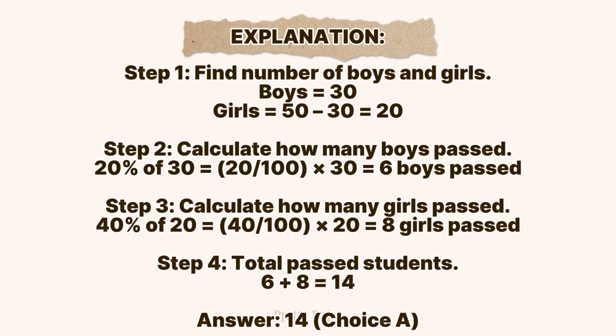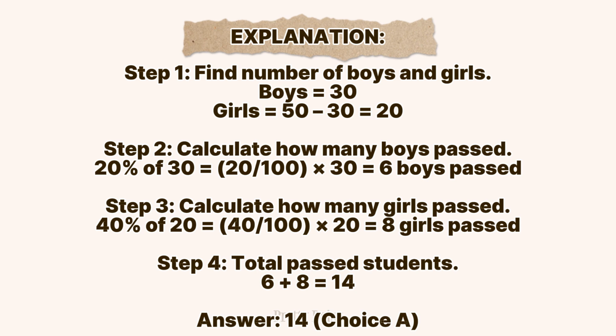Step 1. Find number of boys and girls. Boys equals 30. Girls equals 50 minus 30 equals 20. Step 2. Calculate how many boys passed. 20% of 30 equals 20 divided by 100 times 30 equals 6 boys passed. Step 3. Calculate how many girls passed.